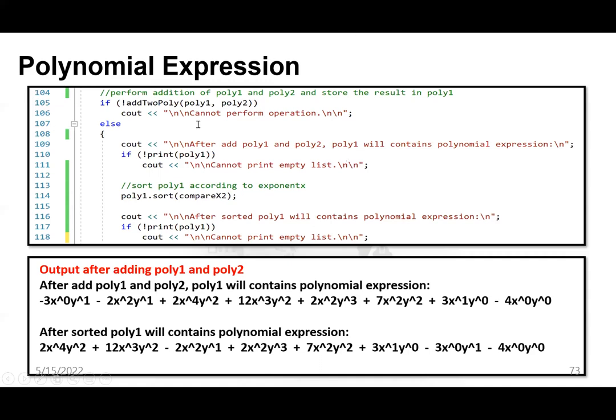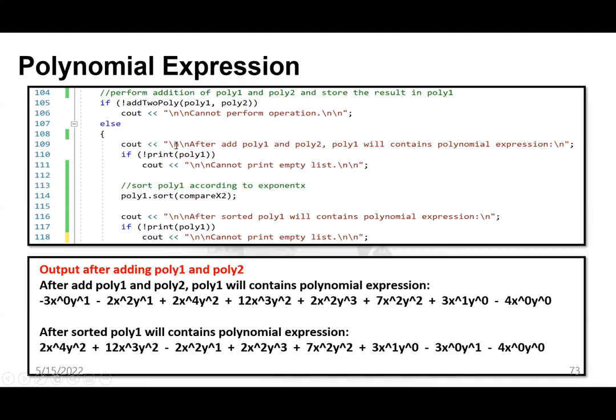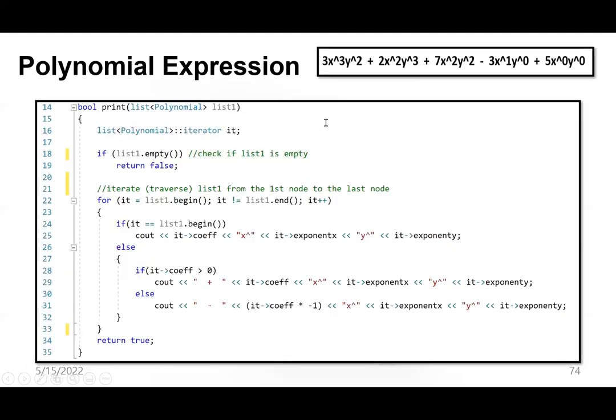Okay, let's look at the print function, because just now when I called the print function, it printed my polynomial expression in this format, right? This print function we write ourselves. So how do we write it? I need an iterator so that I can traverse every node. Every node in my list is storing one of these expressions, right? So I need to go to every node, take out the coefficient, exponent x and exponent y values, and then print them out in this manner, or in this format here.